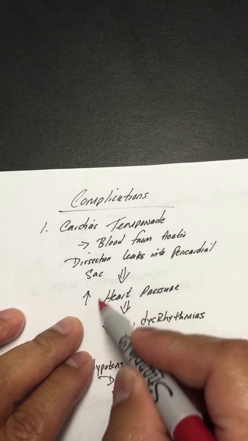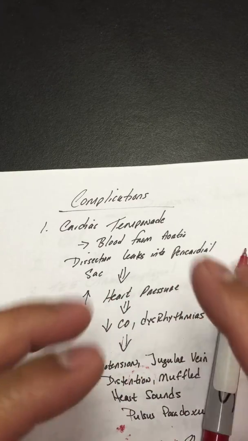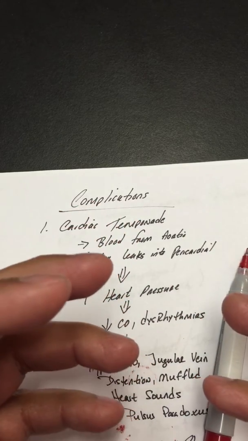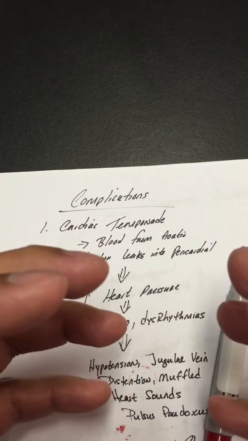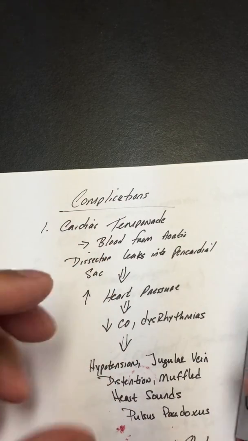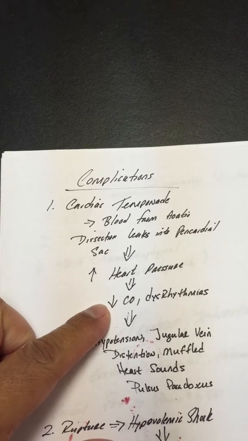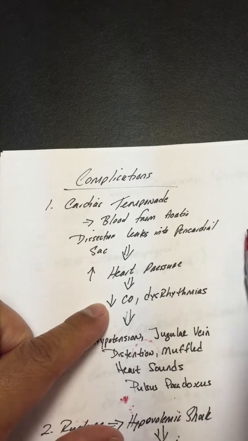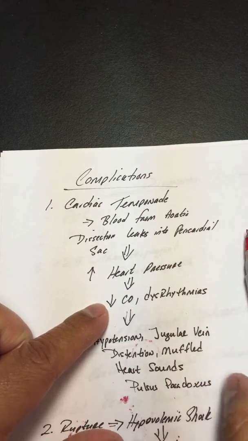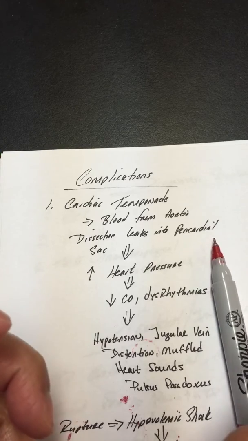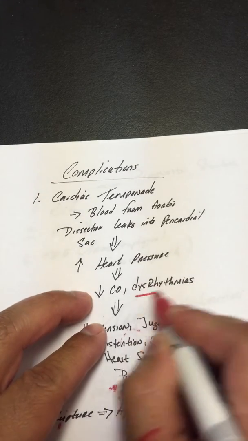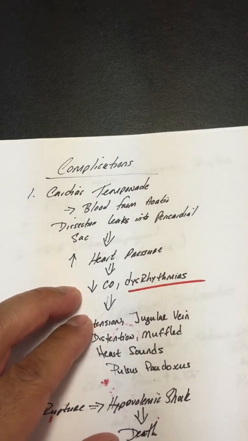Again, this is due to increased heart pressure. Again, the fluid is accumulating around the heart, causing more pressure on it. That pressure is going to result in decreased cardiac output. Also, the heart can't pump like it should. So if you were to get an ECG, you would see some dysrhythmias occurring.